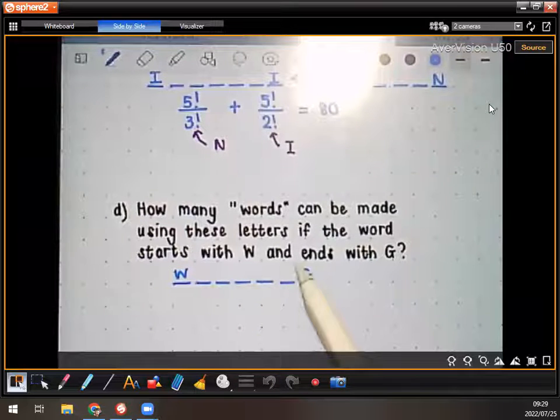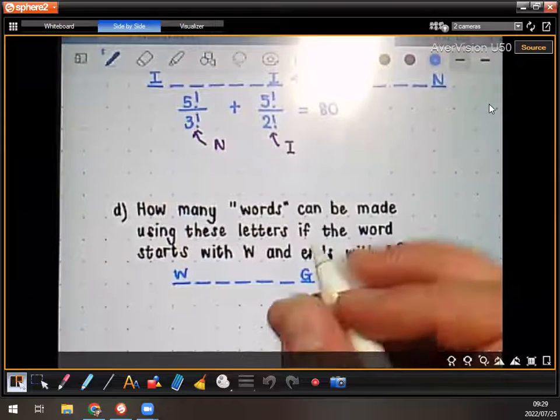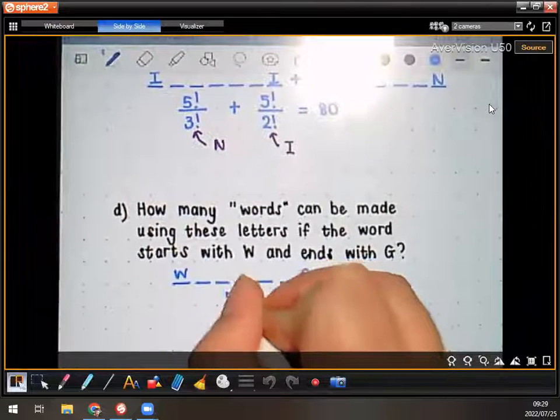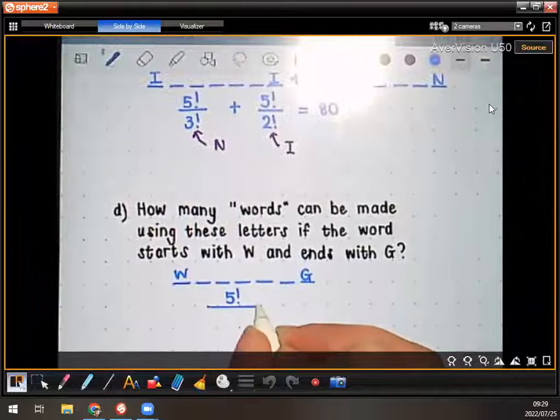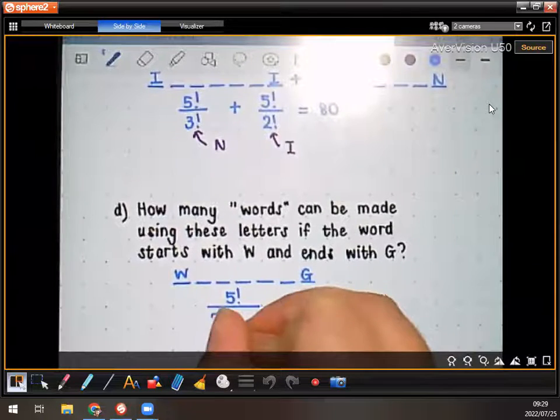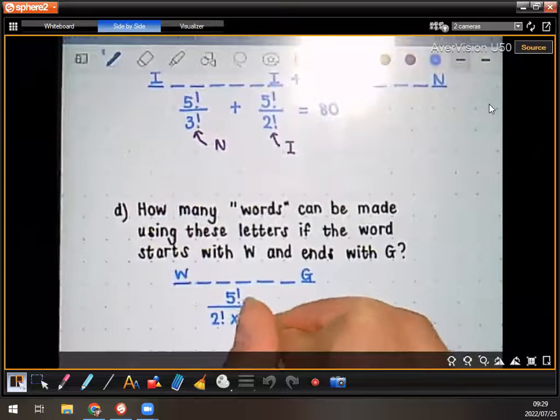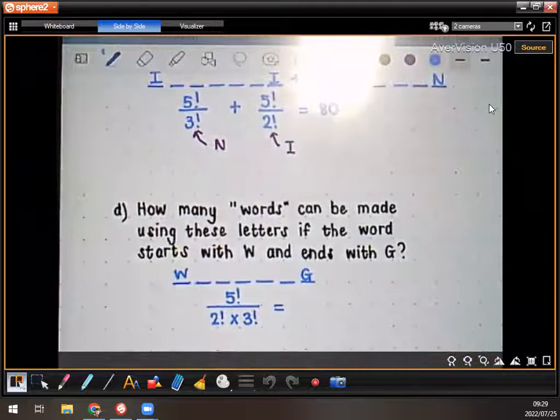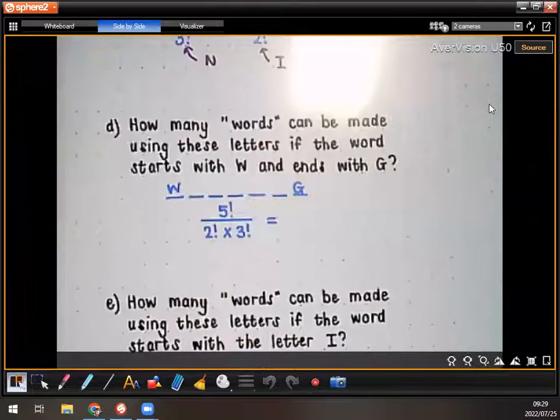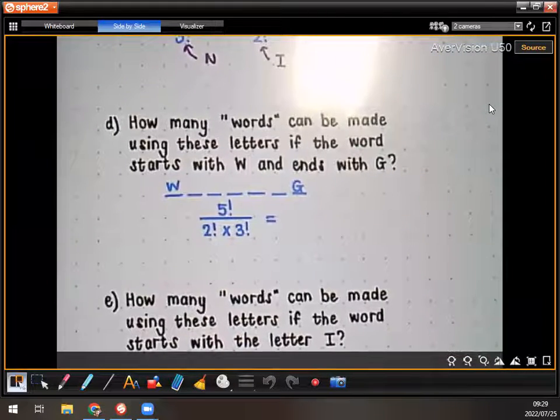Right, do we agree? Are there repeats in between? All of them are actually repeats, okay? 2 I's and 3 N's. So we're going to do 5 factorial divided by 2 factorial times 3 factorial for that one. What's that answer?